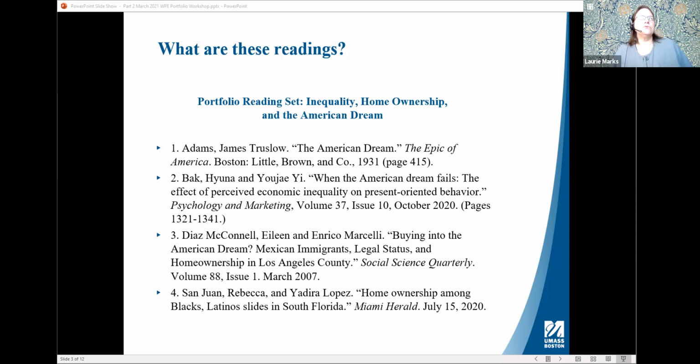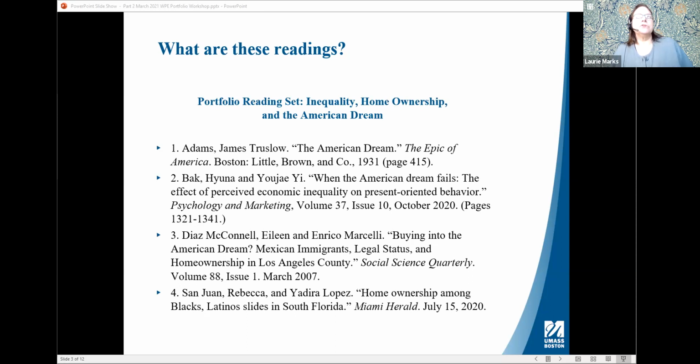The second piece in the reading set is by Yuna Bach and Yujai Lee. The title is When the American Dream Fails, the Effect of Perceived Economic Inequality on Present-Orientated Behavior. This piece was published in an academic journal. And one thing about academic journals is that they literally tell you in their title what they're about. This title is Psychology and Marketing.